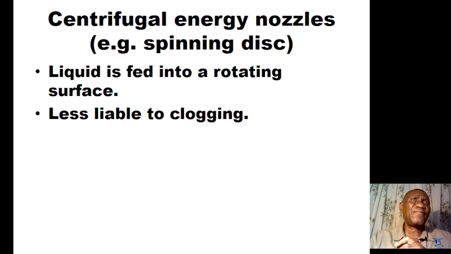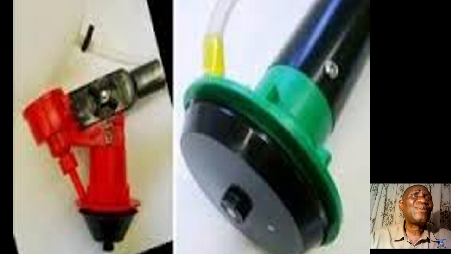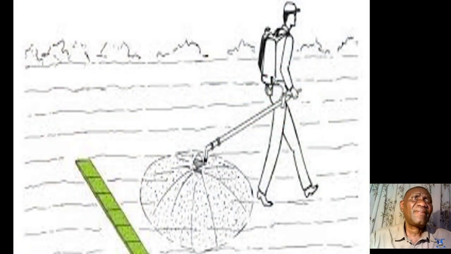So the liquid is fed into a rotating surface. This is less liable to clogging. So these are the spinning discs which apply insecticides in this country, particularly in cotton. Well, it's very rare to use this for herbicides, but you can also use them for herbicides. They are very light.